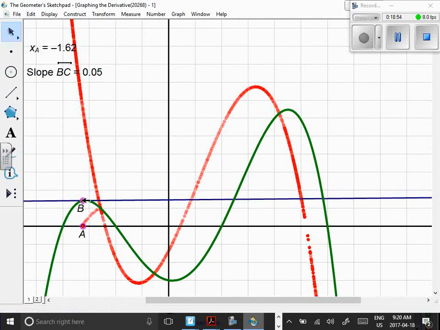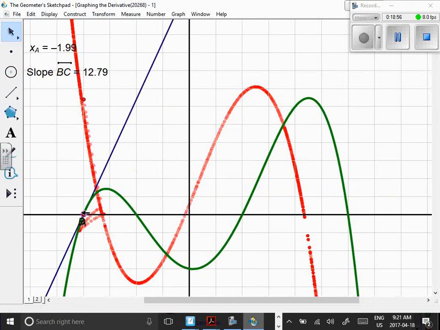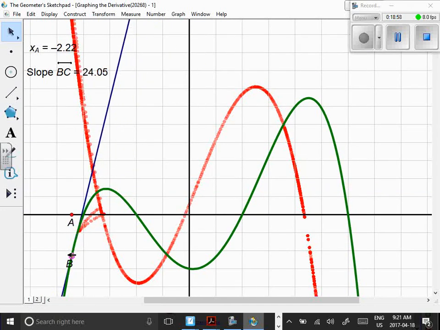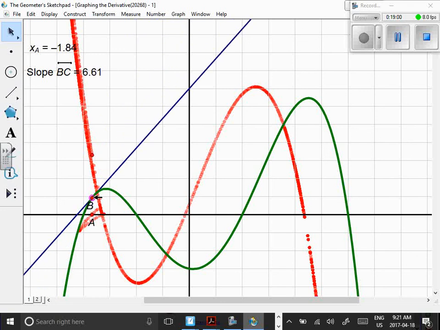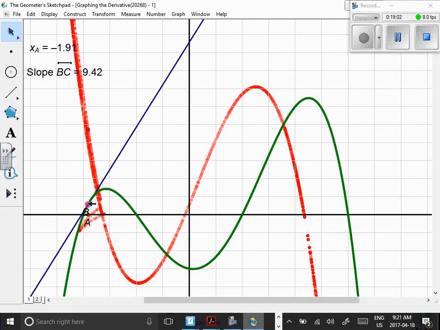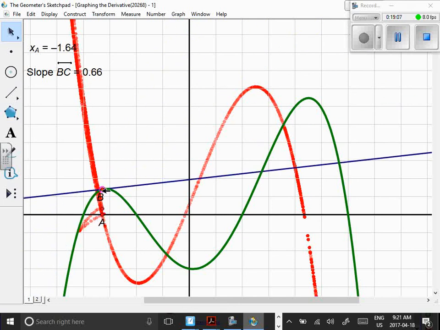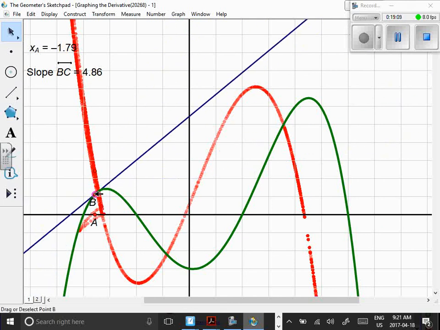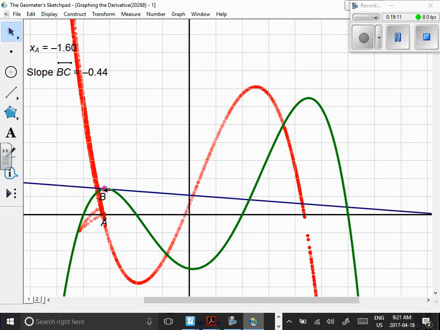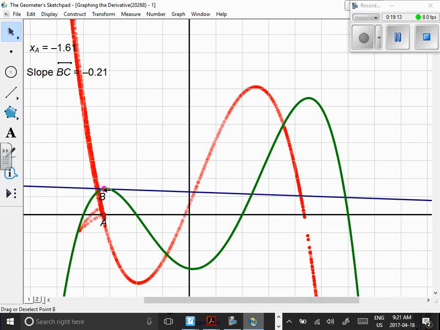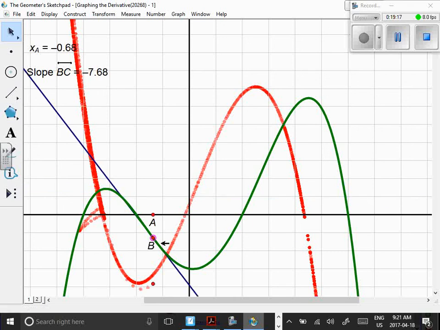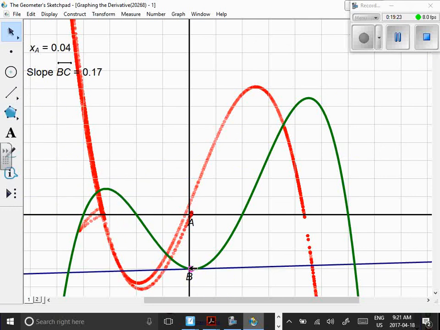Everything got moved, but that's rather unfortunate. But here, the slope of the tangent is getting smaller and smaller and smaller, and the derivative is coming down, down, down, until we hit 0. And then, what happens to the slope of the tangent from here to here? It's negative. And you notice the derivative comes down below.